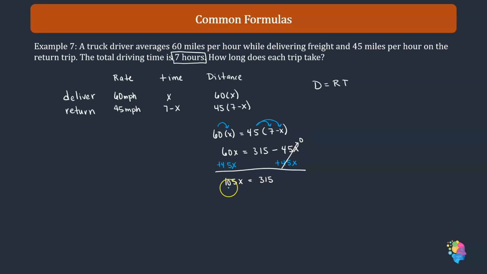Last step to solve for x is to divide by 105. This is going to be x. And on the right side, 315 divided by 105 is 3.